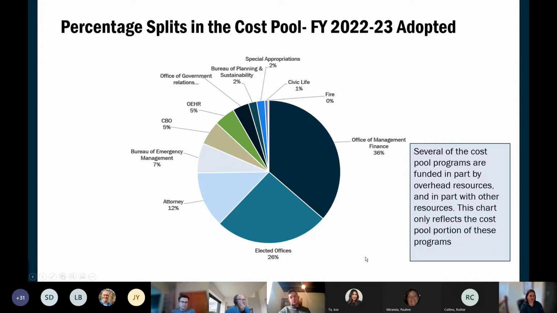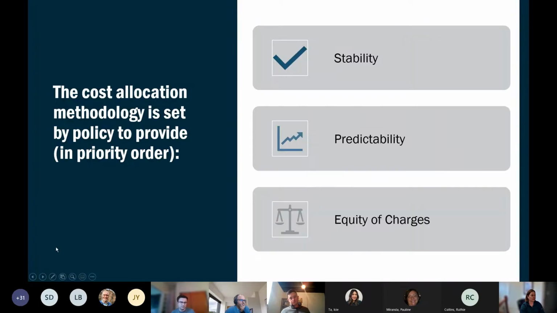This is just the same chart with the same descriptor. However, it is looking at the percent of the pool. So the cost allocation methodology is set to provide, and this is in priority order, stability, predictability, and equity of charges.